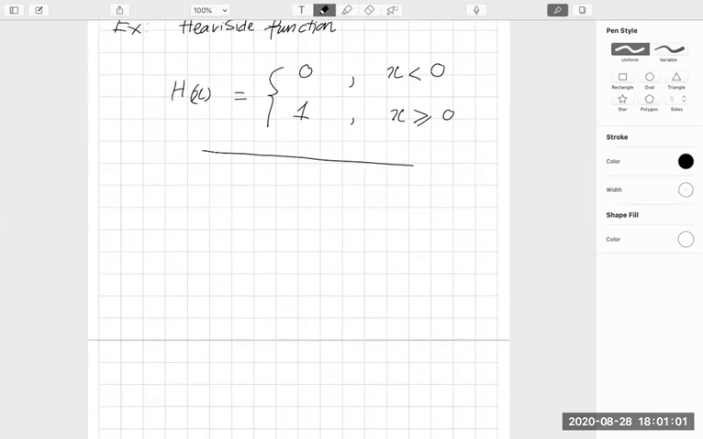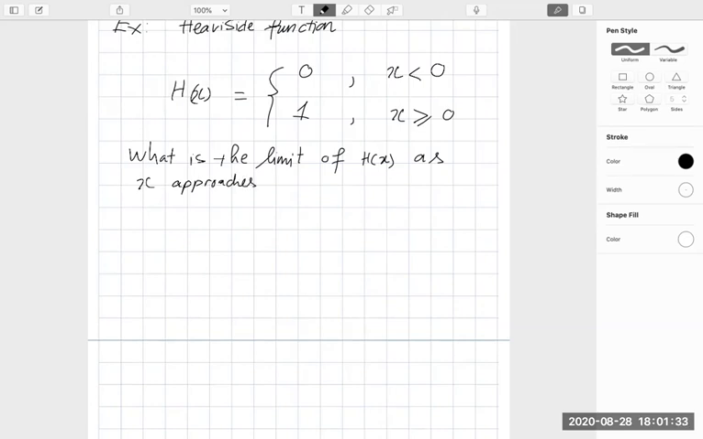Look at this. The question is, what is the limit of h of x as x approaches 0? Okay.